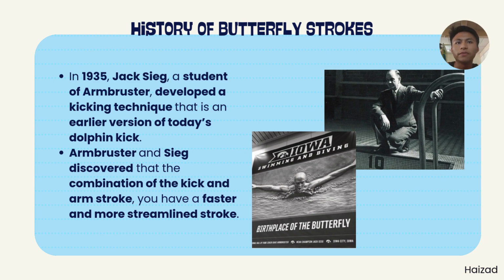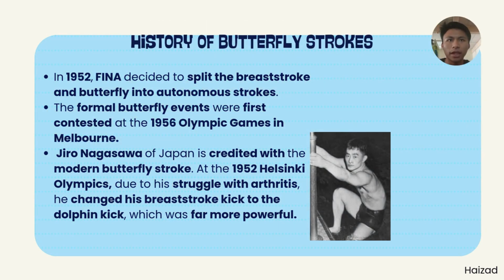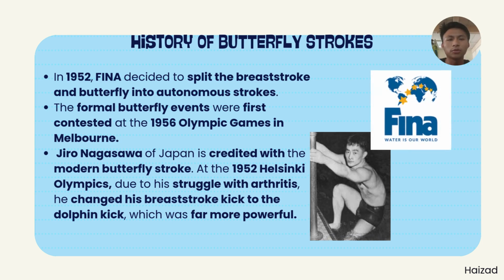After that, in 1935, Jack Zich, a student of Armbruster, developed a kicking technique that is the earlier version of the dolphin kick that we know today. Armbruster and Zich discovered that the combination of the kick and arm stroke will induce a faster and more streamlined stroke. In 1955, FINA, the World Organization for Swimming, decided to split the breaststroke and butterfly into separate autonomous strokes.